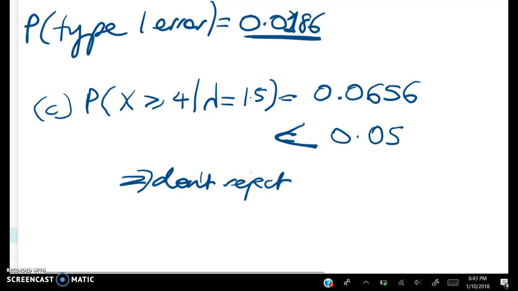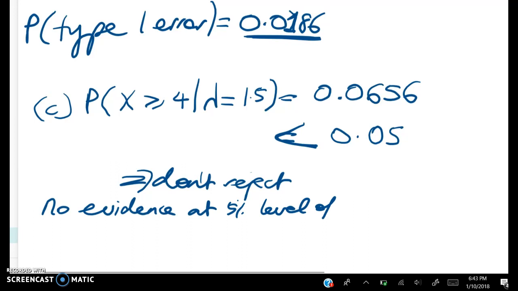And we need to make a statement that answers that claim. So what it is that we've got no evidence at a 5% level of more than usual boys' absences.